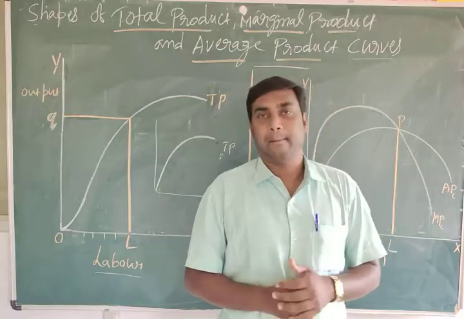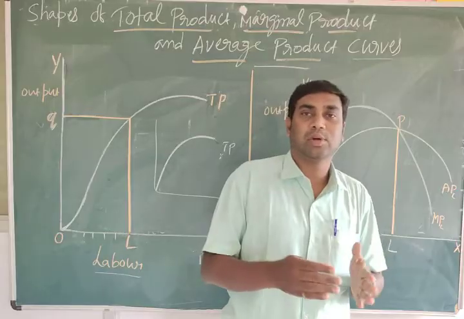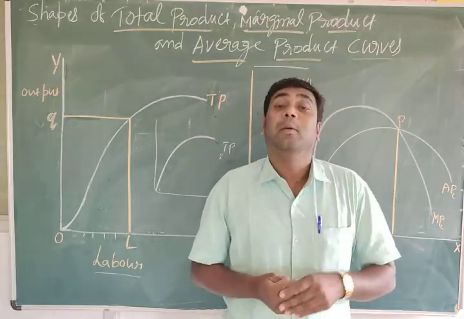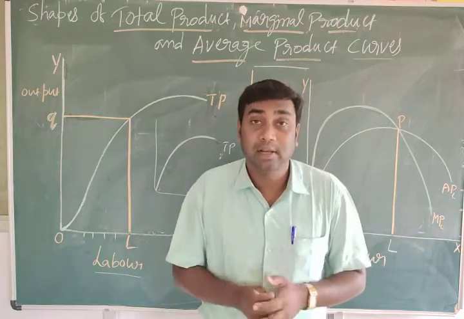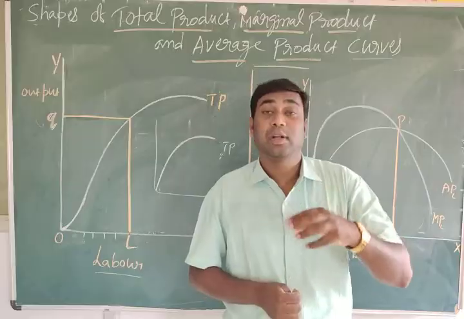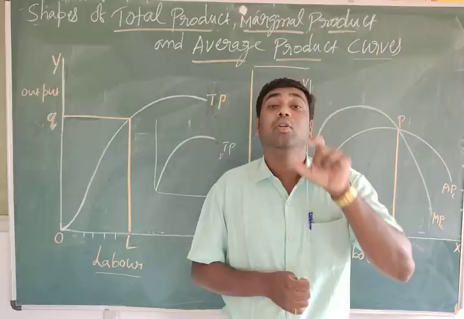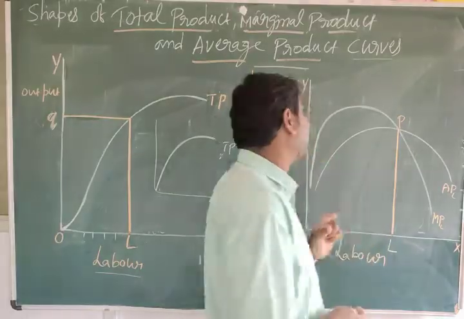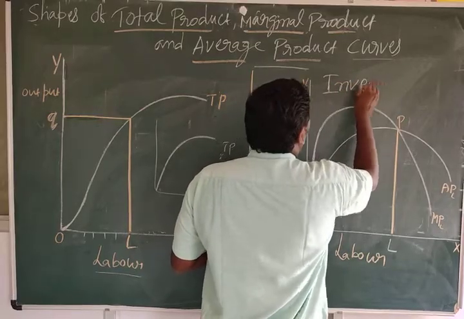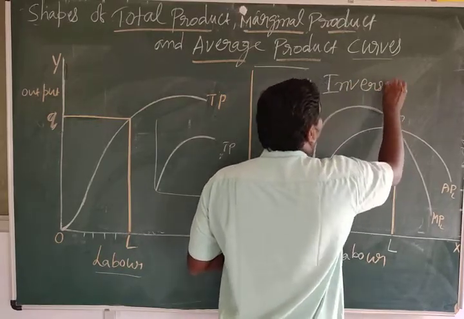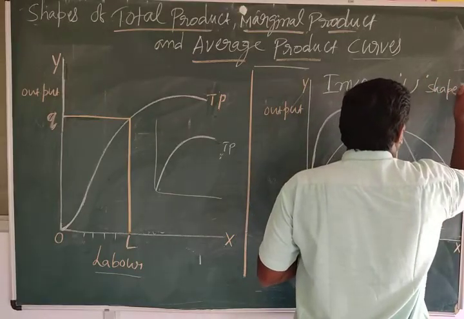You observed in the table that up to the 4th unit average product, marginal product and total product are all increasing, but marginal product after the 4th unit starts declining. That is, after reaching a certain level of employment, the marginal product starts declining. That's why the MP curve looks inverse U shaped. It's very important for filling the blanks.